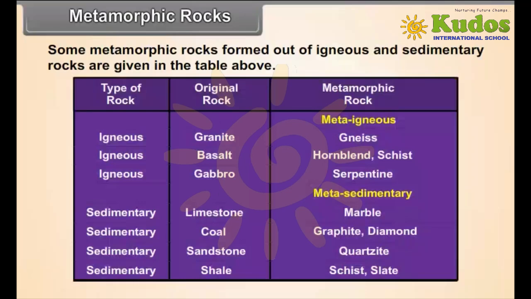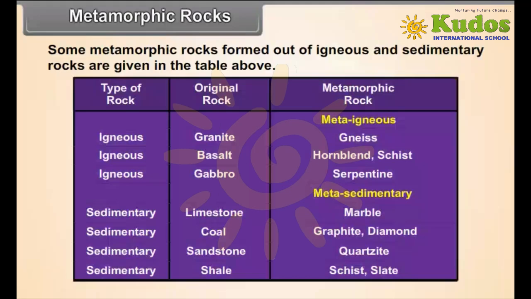Type of rock: igneous, original rock granite, metamorphic rock meta-igneous gneiss. Type of rock igneous, original rock basalt, metamorphic rock hornblende schist. Type of rock igneous, original rock gabbro, metamorphic rock serpentine.